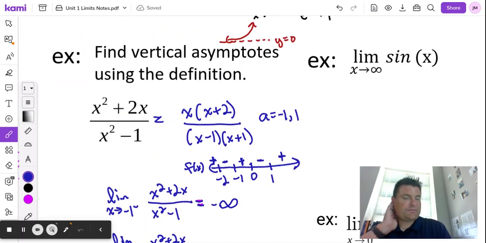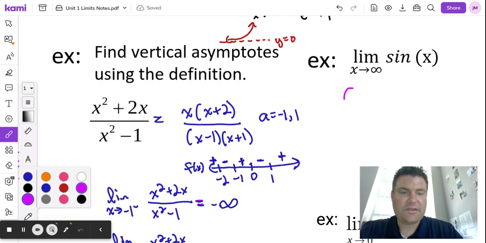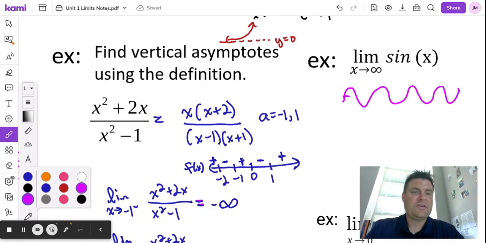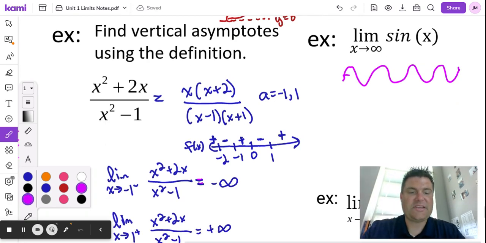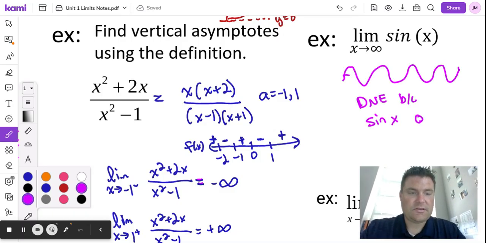Limit as x approaches infinity of sine of x. Sine of x, by the way, looks like this. It's periodic. Maybe I didn't draw that absolutely perfect, but it's going to keep changing signs up and down as we go through. So it has no end behavior. So we're going to say that the limit does not exist as we go to infinity, because sine of x oscillates at its end behavior.